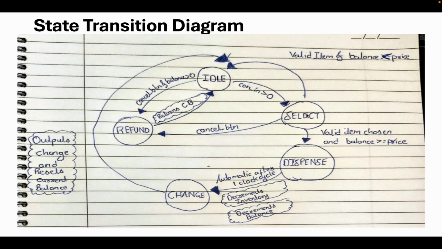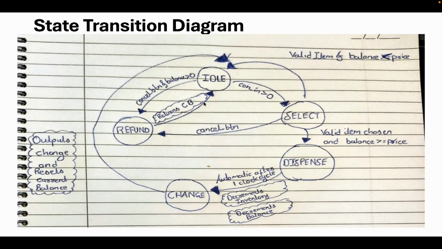Another thing that can happen in the select phase is you choose a valid item, but your balance amount is lesser than the product price. So you'll again go back to the idle state. Now you have put a coin in, but in the select state you feel that you don't want to eat anything from the vending machine. So you'll press the cancel button. Now you'll go to the refund state.